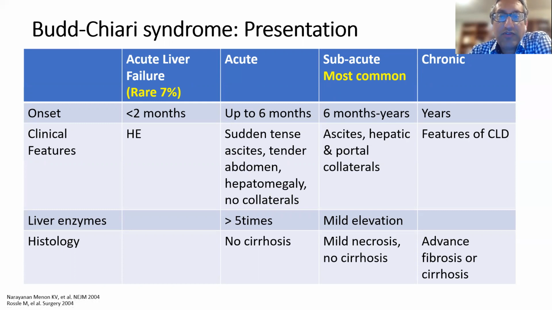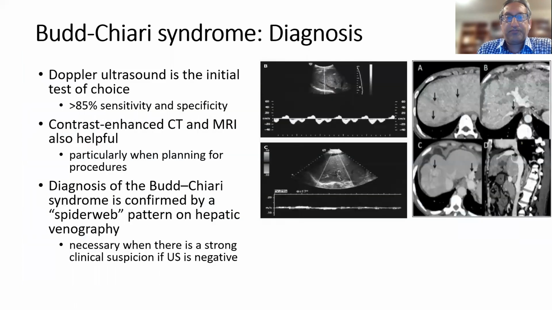normally has symptoms lasting 6 months to years. They do have ascites, and hepatic and portal collaterals are seen. Liver enzymes are mildly elevated. On biopsy, you have mild necrosis but no cirrhosis, as compared to the chronic form, which takes years. Most of the time, these patients present with chronic liver disease like ascites, varices, and hepatic encephalopathy. And it's important, if someone is labeled as cryptogenic cirrhosis, to make sure that we have ruled out Budd-Chiari syndrome, since this patient obviously has advanced fibrosis or cirrhosis.